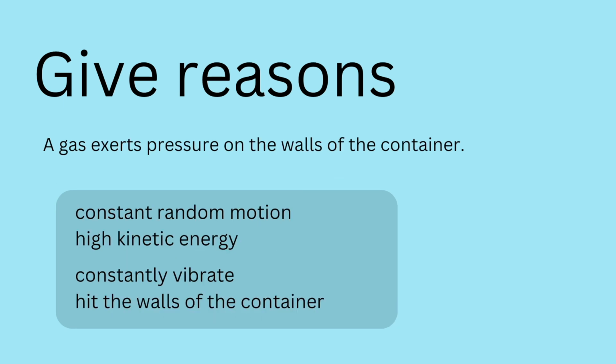The next thing is gas exerts pressure on the walls of the container. This is just a continuation of that. Since these particles have high energy and move in random directions, they vibrate very fast and they hit each other and they hit on the walls of the container as well. Since these gas particles hit on the walls of the container, there is pressure exerted on these walls. Pressure is exerted on the walls of these containers because these gas particles have high kinetic energy and they move rapidly, they vibrate. That is why there is pressure exerted at the walls of this container.